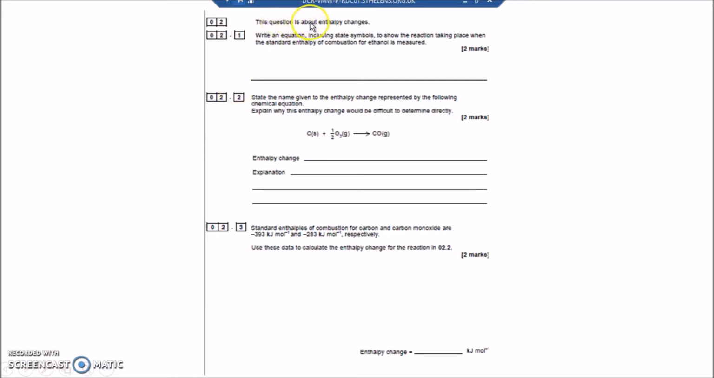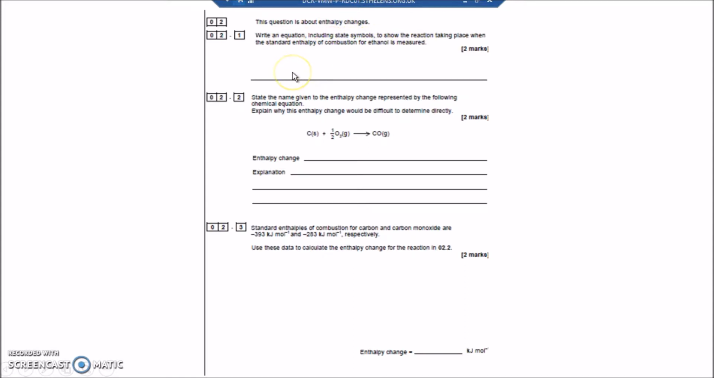Question 2. This question is about enthalpy changes. Write an equation including state symbols. So you have to put S for solid, G for gas, L for liquid, AQ for aqueous or dissolved in water. To show the reaction that takes place when the standard enthalpy of combustion for ethanol is measured.